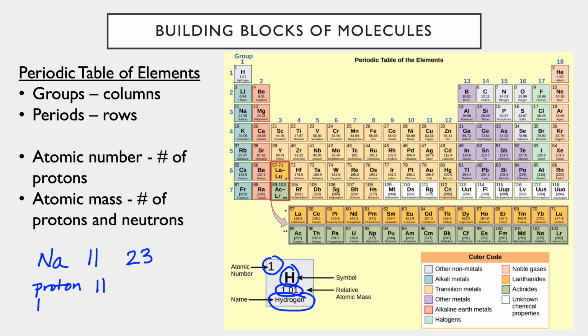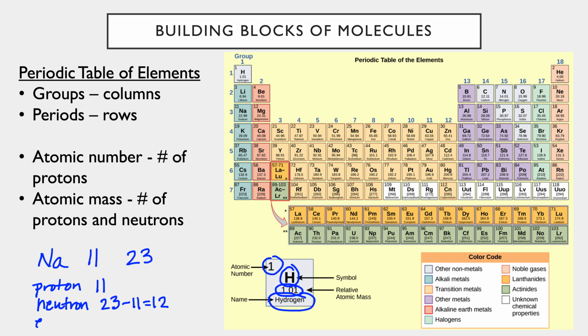The number of neutrons is calculated by subtracting the number of protons, or atomic number, from the atomic mass. That is 23 minus 11, which equals 12. So there are 12 neutrons within sodium.